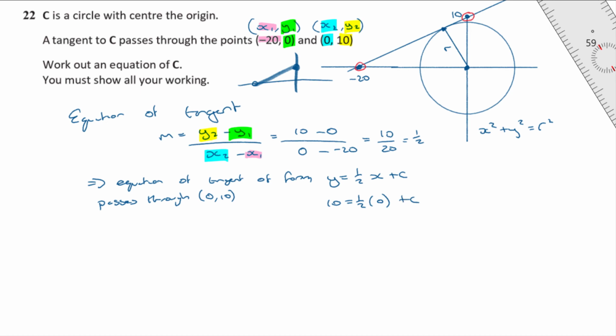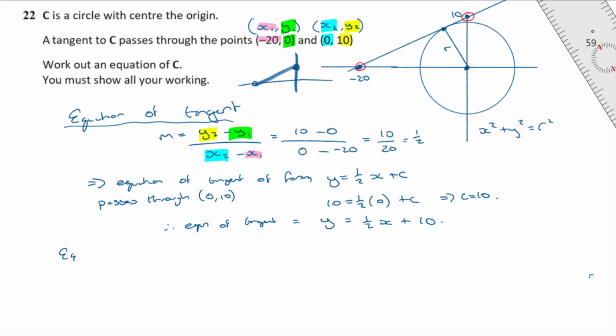So half 0 is 0, c is equal to 10. That means that c is 10. So therefore, equation of tangent is y is equal to a half x plus 10. Okay, so we dealt with the tangent.